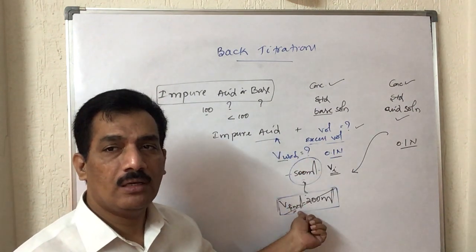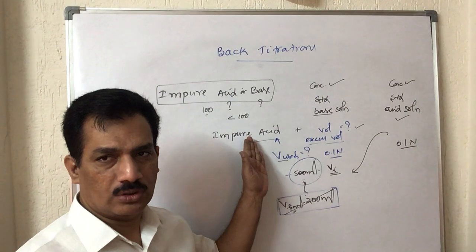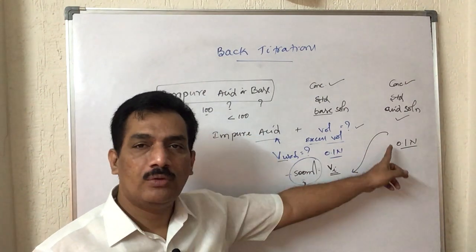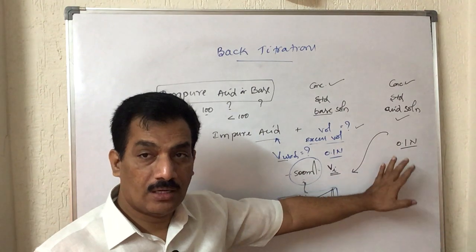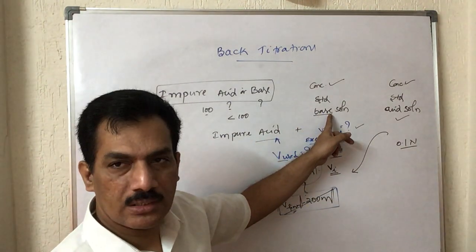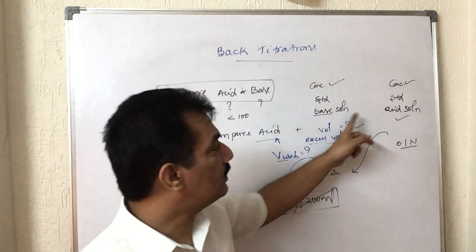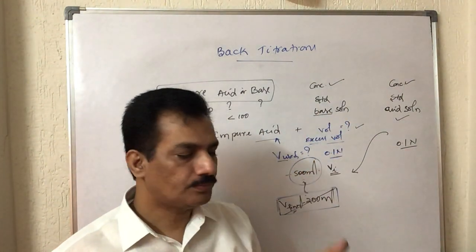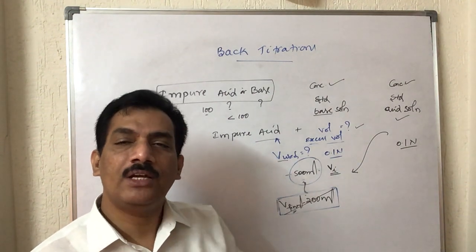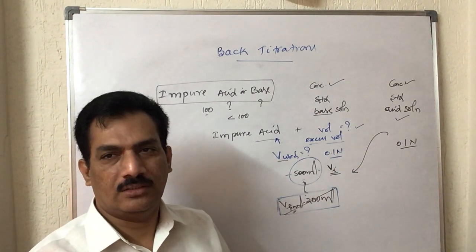If we know the remaining, then we can calculate the used, is it not? So for that remaining volume purpose we are using a second titration. Here this titration is for acid purpose, we are using base, and for this base purpose again we are using acid with base and that base with an acid. That's why it is considered as back titration.